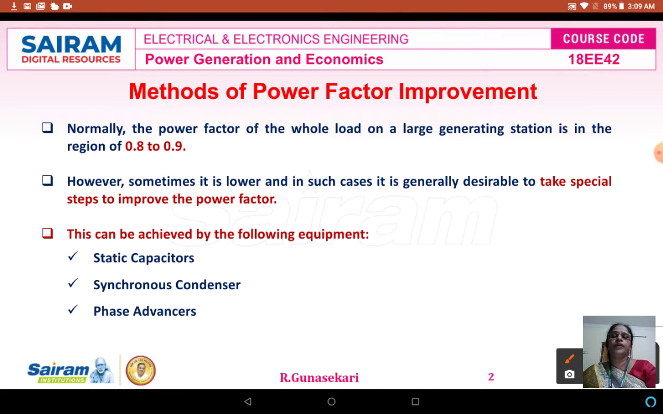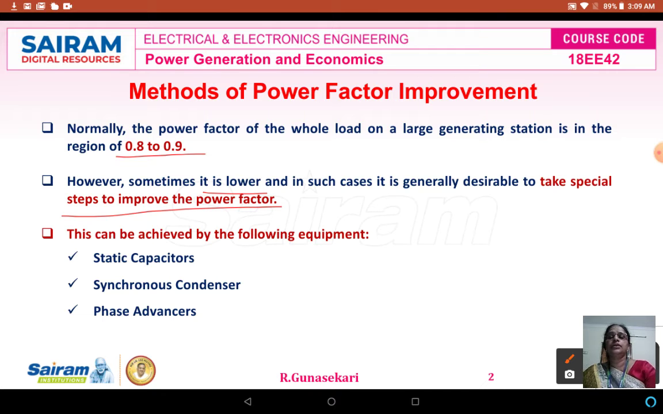Generally, the power factor for the whole load of a large generating station is in the range of 0.8 to 0.9. We have to maintain a 0.8 to 0.9 power factor. Sometimes the power factor is lower. For such cases, it is generally desirable to take special steps to improve the power factor.